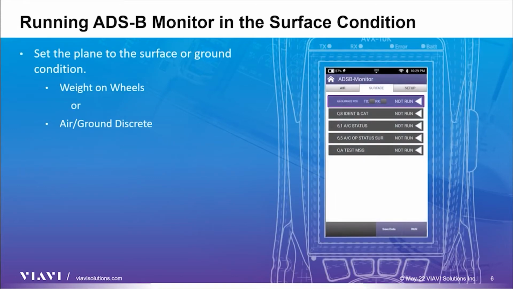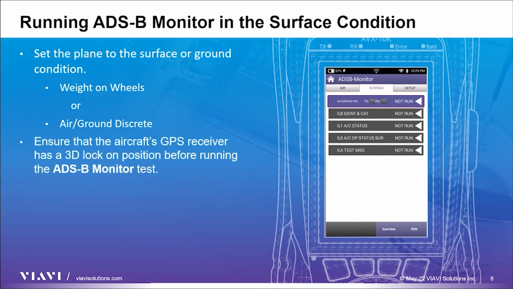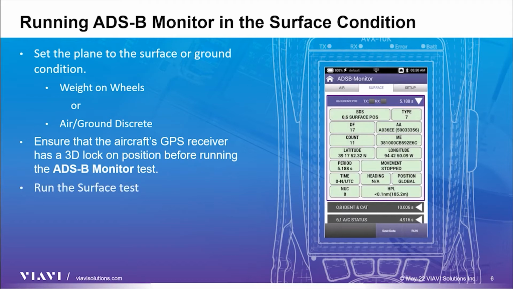Select the Surface tab to perform the surface ADS-B monitor test. Once you have ensured that the aircraft being tested is configured for the ground condition, and that the GPS receiver in the aircraft under test has a 3D lock, press Run to initiate the surface test. The test will continuously run until the operator presses the stop button. All reported data has been received when the interval time is displayed on all applicable ribbons. The test can be halted by pressing the stop button.